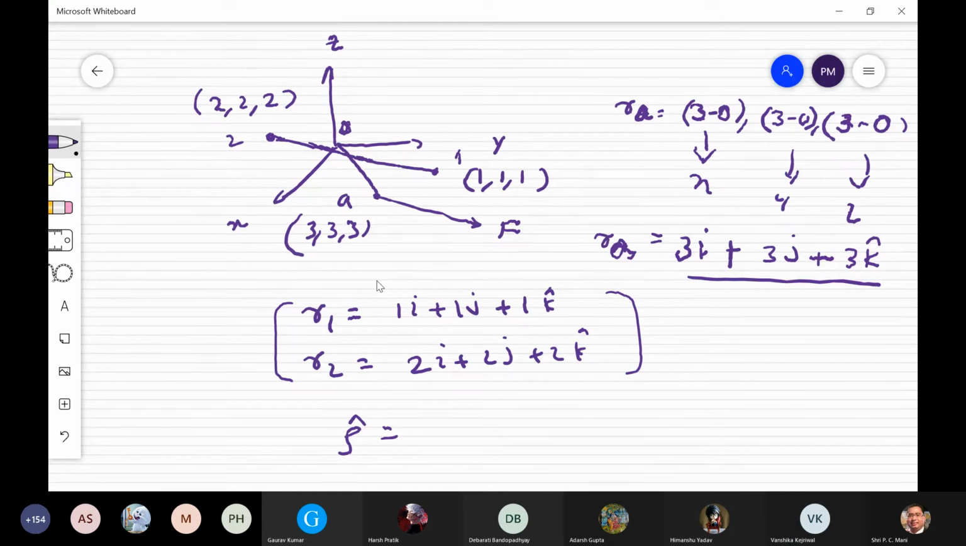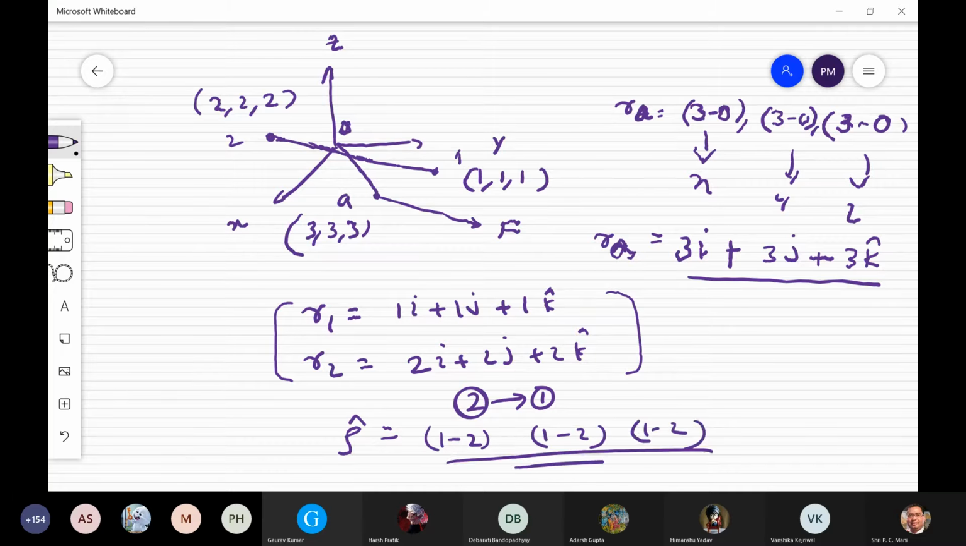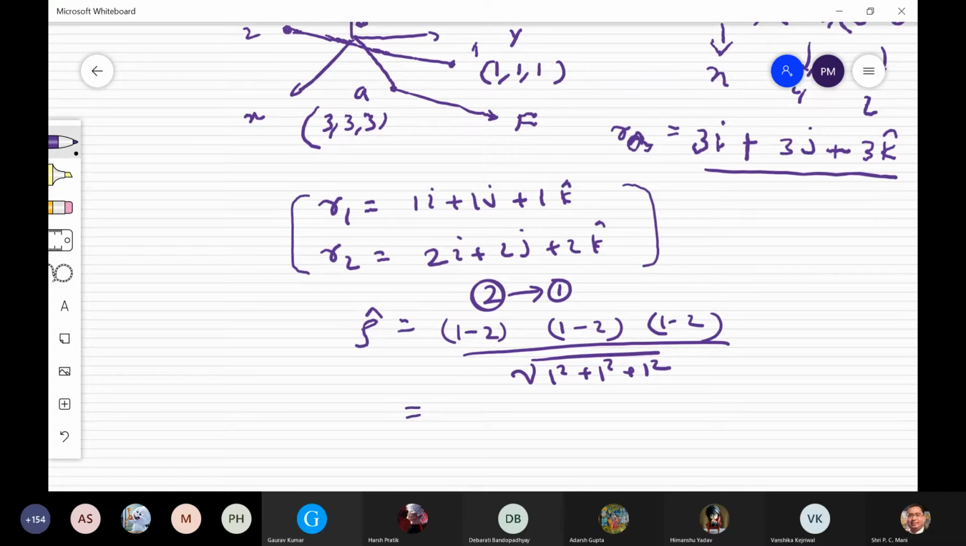So for rho, from 1 to 2 direction, sorry, 2 to 1 direction. So basically 1 minus 2, 1 minus 2 and 1 minus 2, divided by the square root of 1 square plus 1 square plus 1 square, in i, j, k. Is it okay? Yes, sir. So this will be your direction vector.